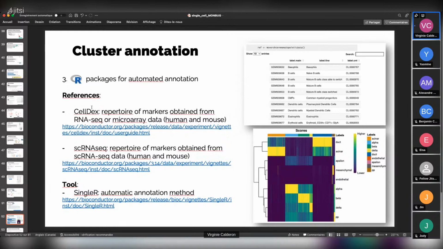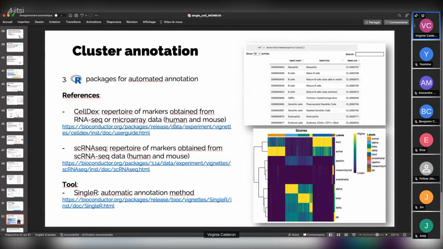There are several options. I just mentioned two here: CellDex and the single-cell RNA-seq references, which are a repertoire of markers obtained from RNA-seq, microarray, and single-cell experiments in human and mouse. As people do more and more experiments, it will help to build these data sets so they can be used in automatic annotation. So choose the reference properly.